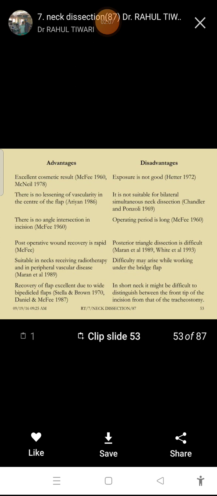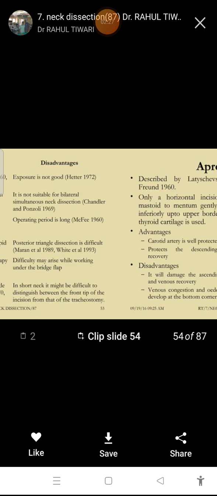What are the disadvantages? Exposure is not good, not suitable for bilateral simultaneous neck dissection. Operating period is long. Posterior triangle dissection is difficult. Difficulty may arise while working under the bridge flap, and in a short neck, it might be difficult to distinguish the front tip of the incision from that of the tracheostomy.